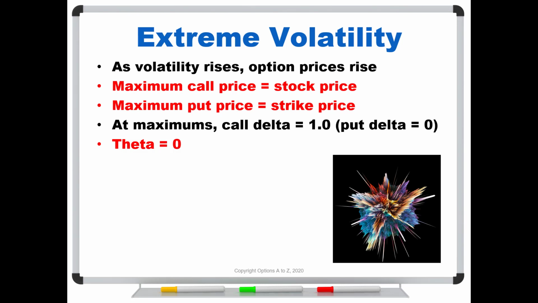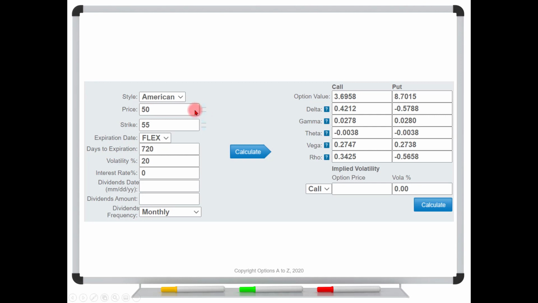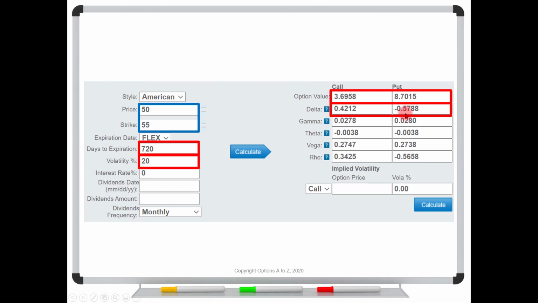So let's take a look at a pricing model. For this demonstration, I'm going to set the stock price to 50 and the strike to 55, and I'm going to use 720 days to expiration. I'm really just doing that to make the vega, the volatility, more sensitive, just to reduce the number of slides to make the point. Let's make volatility 20%, and it tells us that our call is worth about 369 and the put is 870. Take a look at your deltas, 42 and 57, not counting this minus sign.